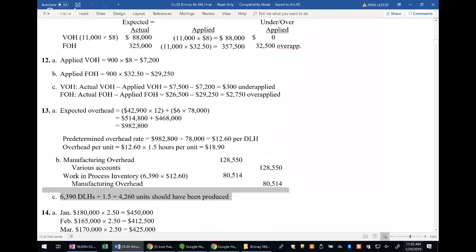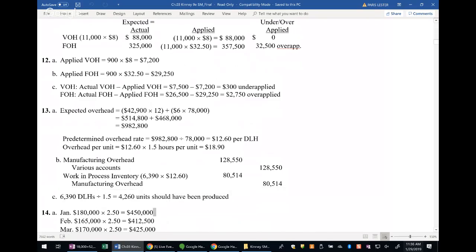Did you get 450, Monique? 412.5 and 425? All right, now what was the actual overhead on 14A? The actual overhead was 440. So 440, if we subtract 440 from 450, what do we get?